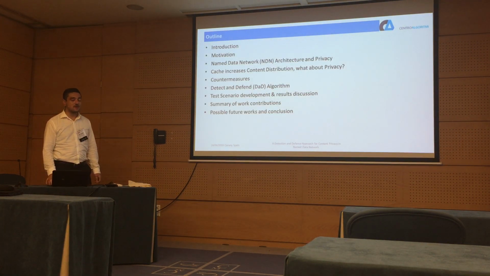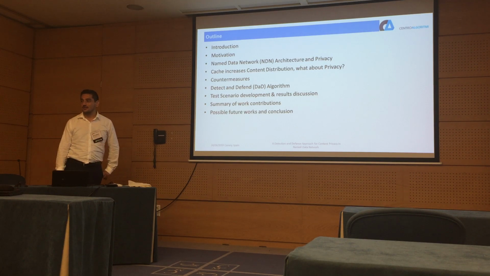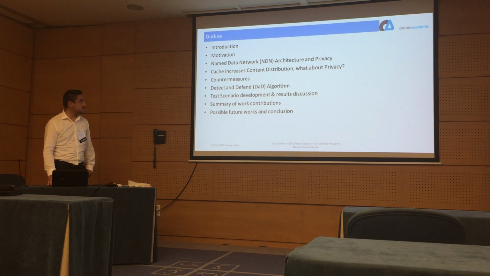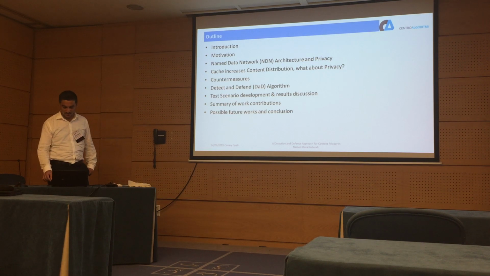So this is the outline of my presentation. We will start with the introduction and the motivation of my work, and a quick summary of the Named Data Network architecture, then the privacy issues and their current countermeasures, our algorithm, our proposal for this work, and the test developments and test results. We are going to talk about those things.